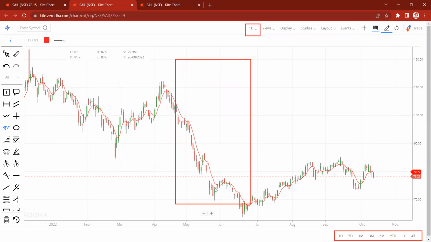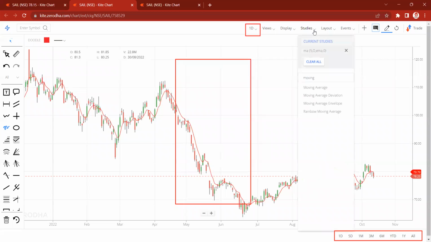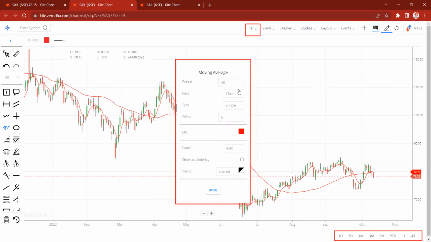Then click done. Then again go to the studies, click the moving average, and select the period 13 days. This 13 indicates half of the month, a half month period.